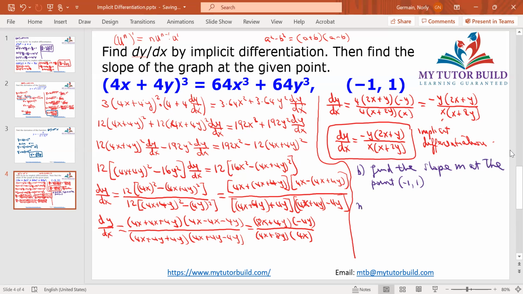If I call the slope m, that means taking the derivative and plugging those coordinates into it. Everywhere in the derivative you see x and y, you replace x by negative 1 and y by 1. So we have negative 1 times 2 times negative 1 plus 1 over negative 1 times negative 1 plus 2 times 1. Once you do everything, the first one becomes positive, but inside the parentheses you end up with negative 2 plus 1 over negative 1 plus 2. So m is equal to negative 1 over 1. The slope m is negative 1.